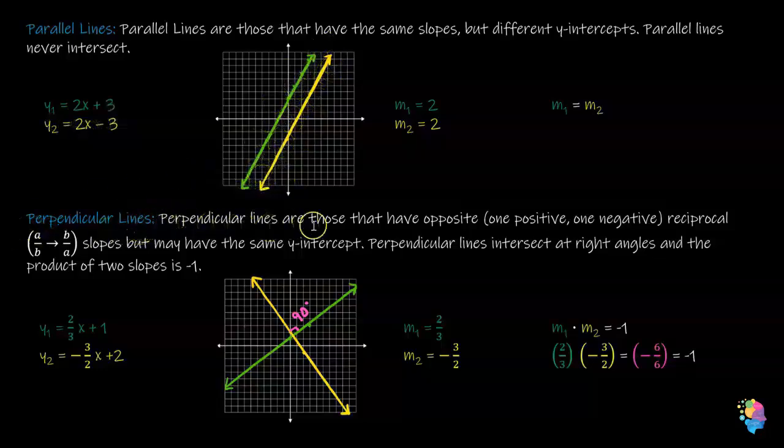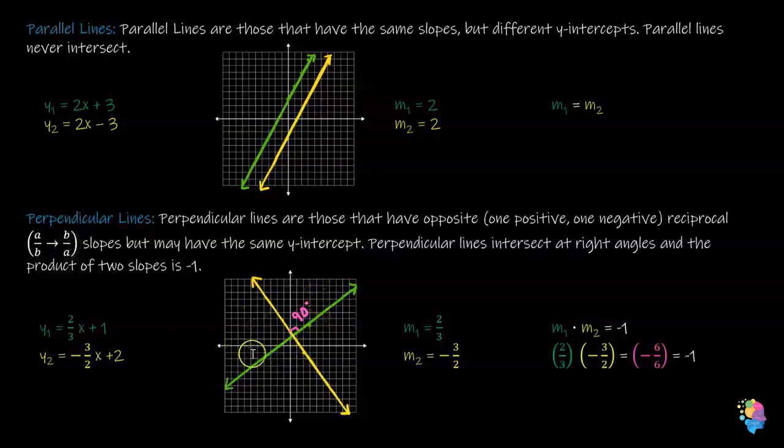Perpendicular lines are those whose slopes are opposite. That means that if one is positive, the other one will be negative. And the slopes are also reciprocals of each other. That means that if one has a slope of a over b, the other will have the slope of b over a. But they are allowed to have the same y-intercept.